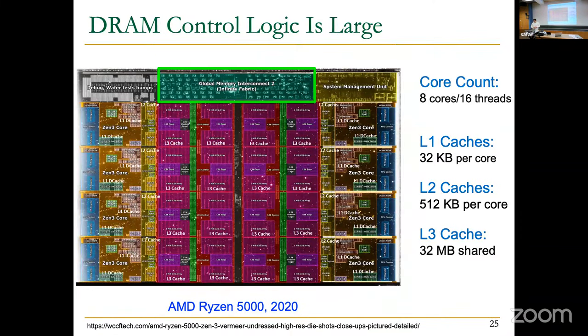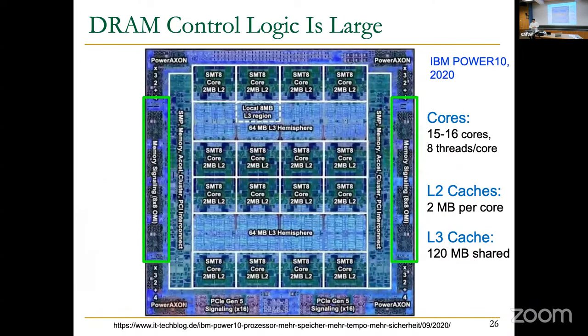This is another chip, AMD Ryzen 5000 series from 2020. And this is yet another chip. This is from IBM. It has the open memory interface. And basically, if you look at this picture, you see that if you want to increase your memory channels by, let's say, 10 times, it looks impossible. There's not enough area on the edge of the chip to add 10 times more memory channels. So the idea is this DRAM control logic occupies a significant portion of our processor chips, and scaling them up is difficult or costly.